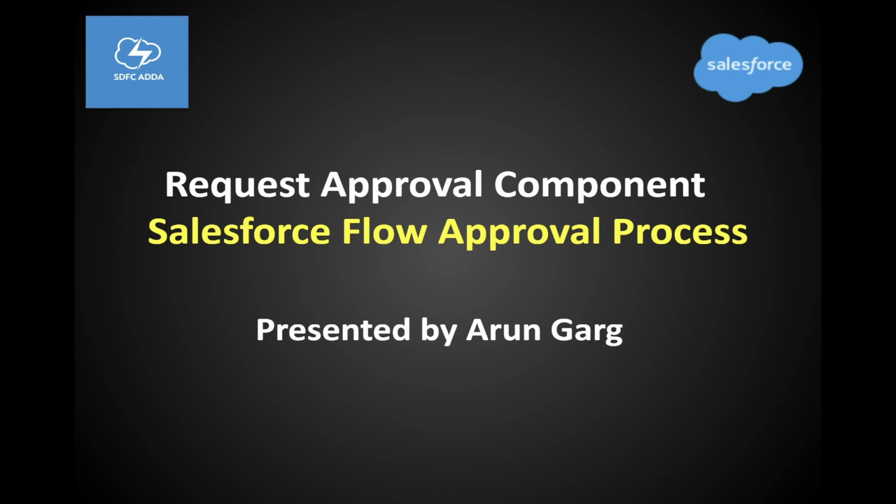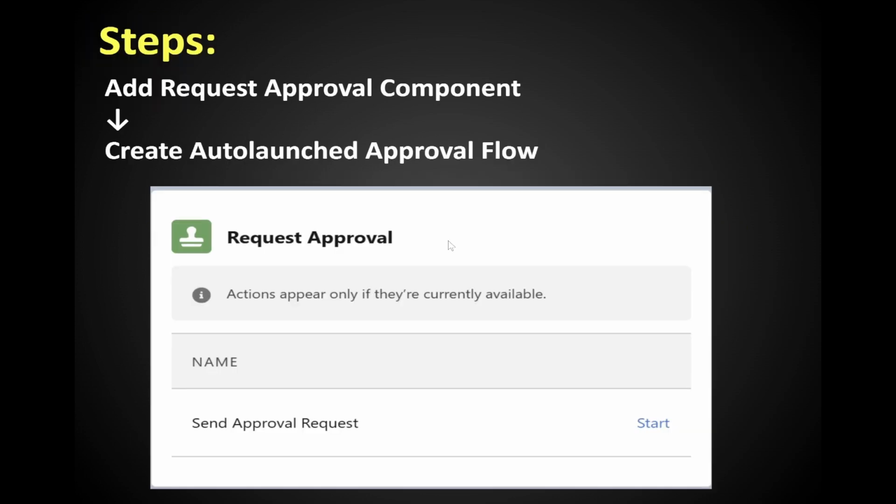So in today's video, we are going to learn about the standard request approval component in Salesforce, which is used to submit, track, and manage approval requests directly from the Lightning record page. Okay, so you can see this is a component, and Salesforce has introduced a modern way to handle approvals using Flow. And with the new request approval component, users can now manage approvals directly from the record page with the standard UI. You can see this is totally a standard UI.